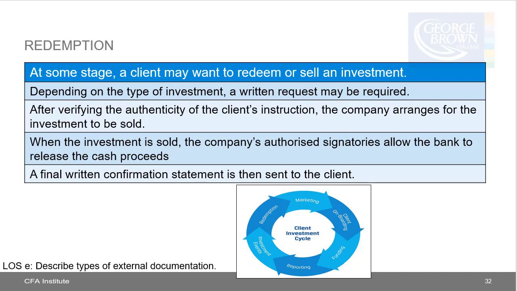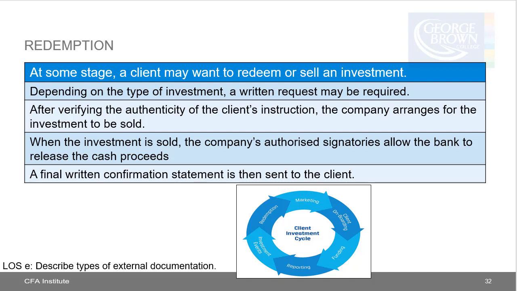So redemption. At some stage, a client may want to redeem or sell an investment. Depending on the type of investment, a written request may be required. After verifying the authenticity of the client's instructions, the company arranges for the investment to be sold. The timing of redemption depends on the type of investment and its liquidity. When the investment is sold, the company's authorized signatures allow the bank to release the cash proceeds. A final written confirmation statement is then sent to the client.